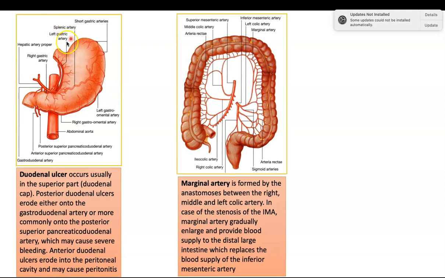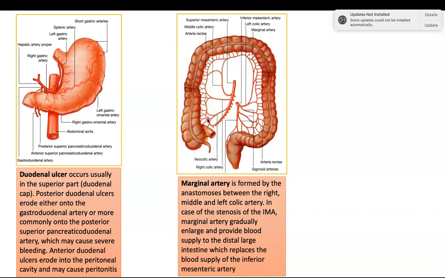Now, the second significant thing that I want to mention here is the marginal artery. You see, this is the marginal artery here. The marginal artery is formed by the anastomosis between the branches of the ileocolic artery, the right colic artery, and the middle colic artery, including the branches of the ascending branch of the inferior mesenteric artery, the sigmoid arteries. So these branches anastomose with each other to form a marginal artery.